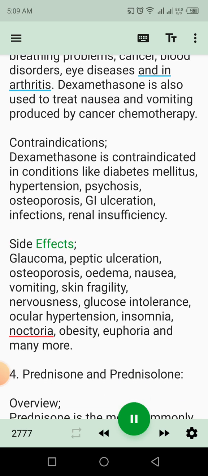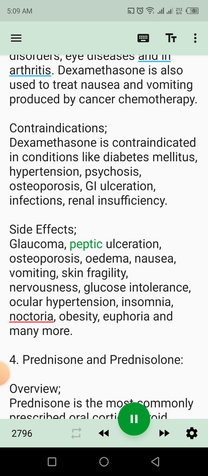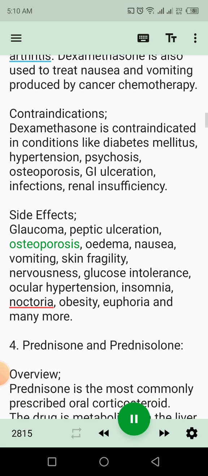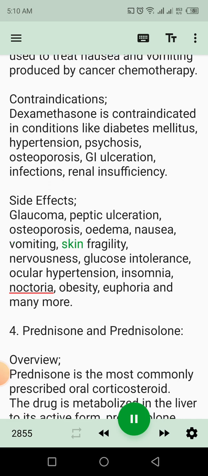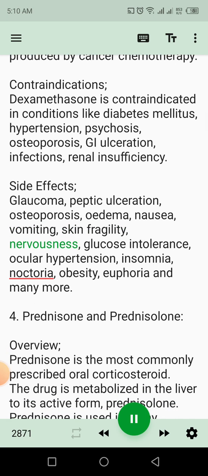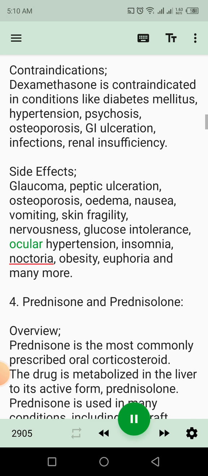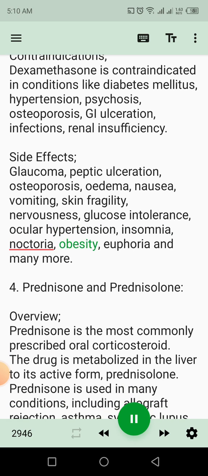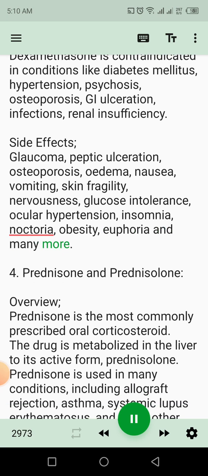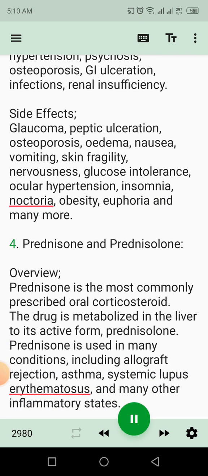Side effects. Glaucoma, peptic ulceration, osteoporosis, edema, nausea, vomiting, skin fragility, nervousness, glucose intolerance, ocular hypertension, insomnia, nocturia, obesity, euphoria, and many more. 4. Prednisone and Prednisolone.